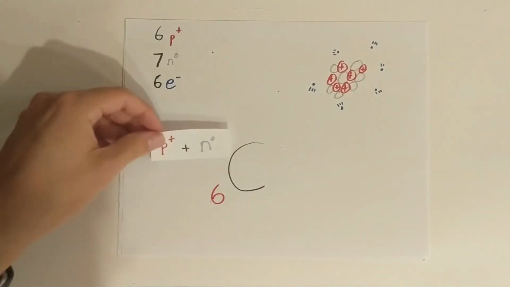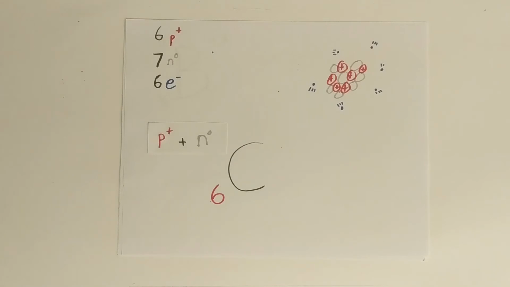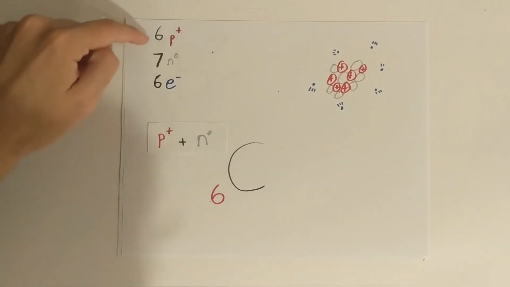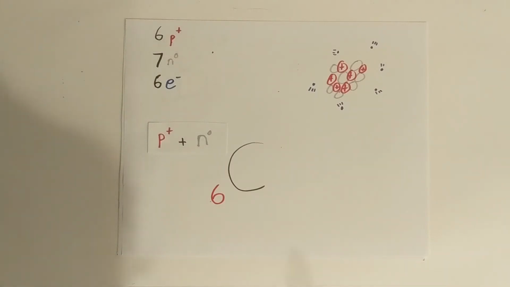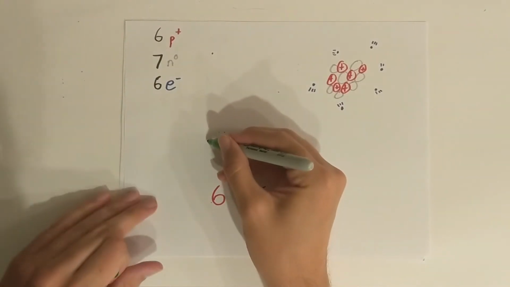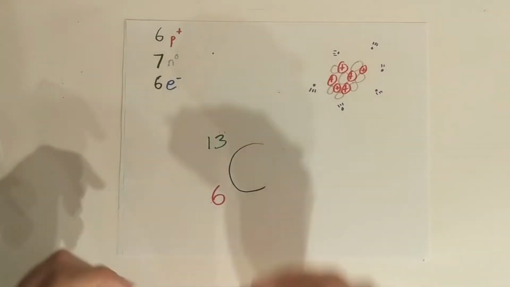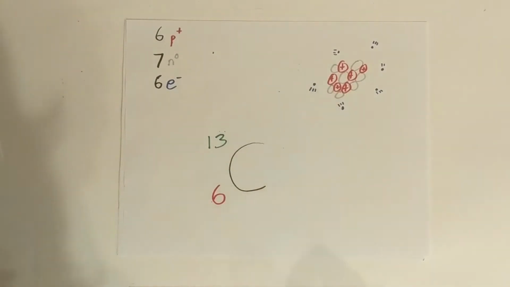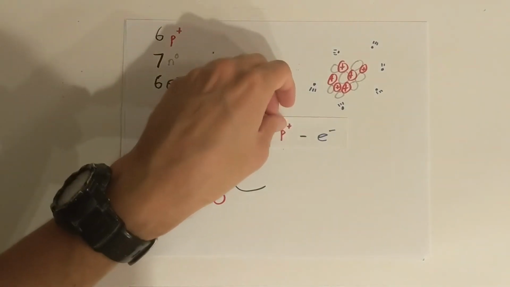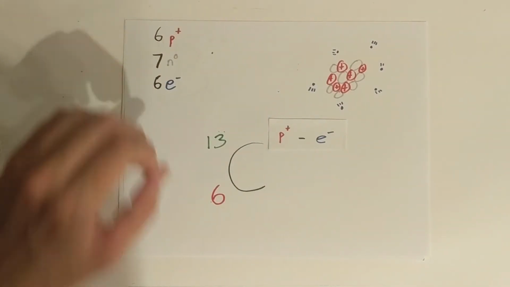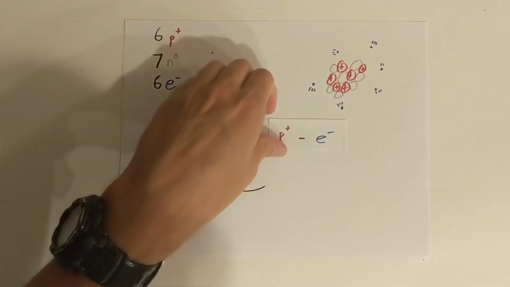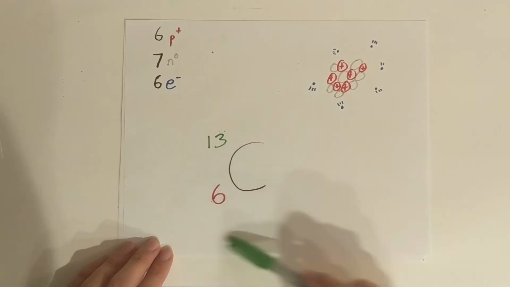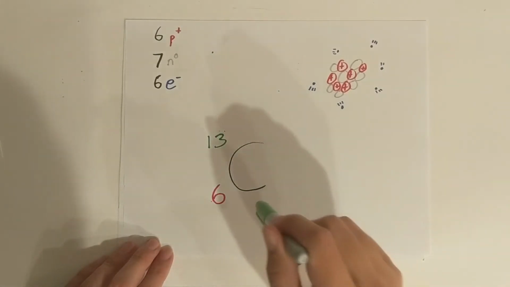Now we have to think of our mass number. The mass number is going to be our protons plus our neutrons, 6 plus 7. That would be 13 up here. And for charge, we just do protons minus electrons. Again, 6 minus 6, we have a neutral atom. So this would be our picture of our atom, and this would be our atomic symbol.